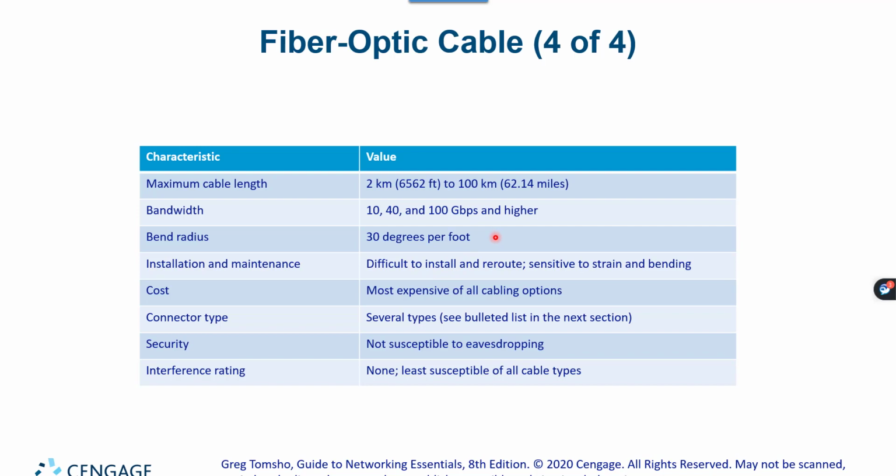Remember, we have devices to measure that bend radius. Remember that it's difficult to install and reroute, and it's sensitive to people bending it and pulling it. Once we put it in and it works, we don't usually want to mess with it. It's the most expensive of all cabling options. The connector types, we have several types depending on how far you're going with the cable length. It's not susceptible to eavesdropping, and it doesn't have any interference in line. So that's why our signals can go these long distances.